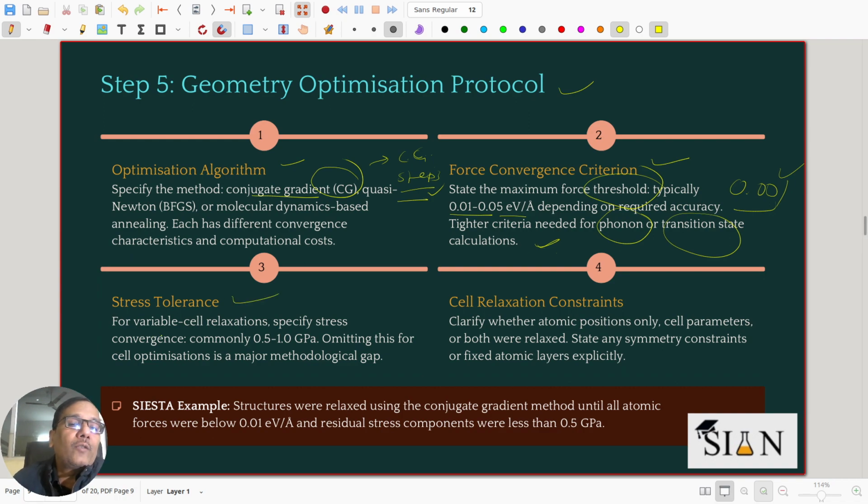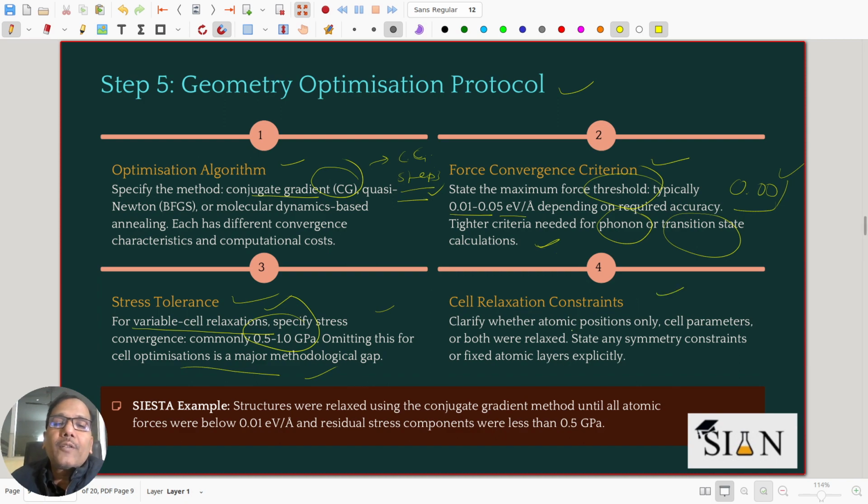Stress tolerance. For the variable cell relaxation, in my cases I rarely use this one. In variable cell relaxation, not only is the structure relaxed, but the lattice vectors are also relaxed. So the convergence is commonly given in terms of pressure, 0.5 to 1 GPa. Omitting this part, cell optimization, in a methodology.